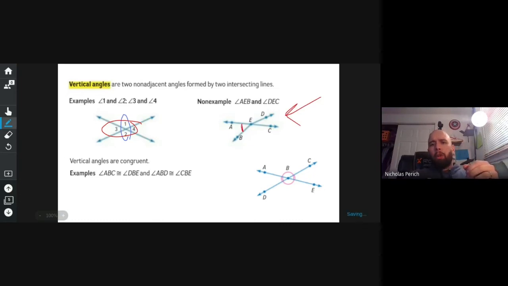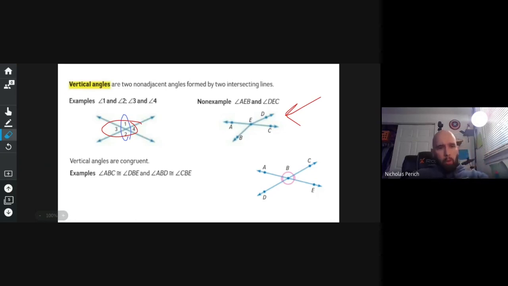Over here, this angle looks like it could potentially be the same as that one, but since they're not created by two intersecting lines, they're not vertical. See how B kind of breaks and turns into ED? That's not vertical. So vertical has to be created when you have two perfectly straight lines intersect, and then the angles across from each other are vertical.